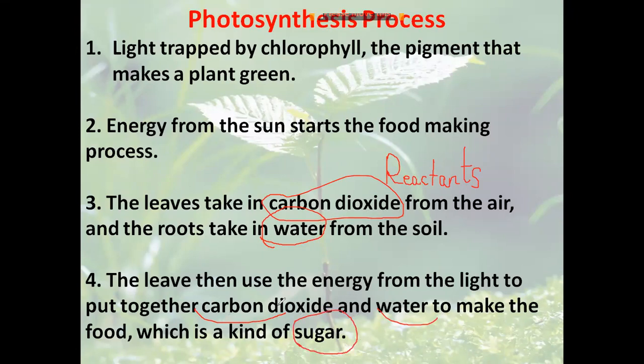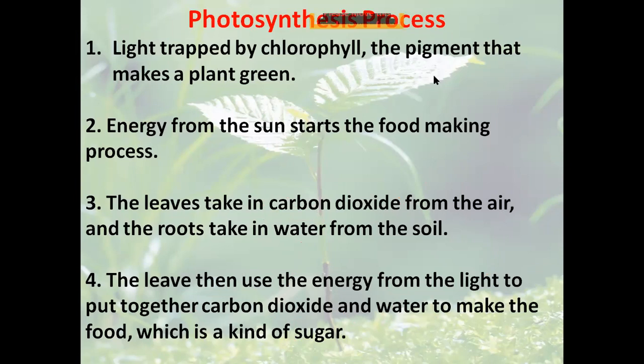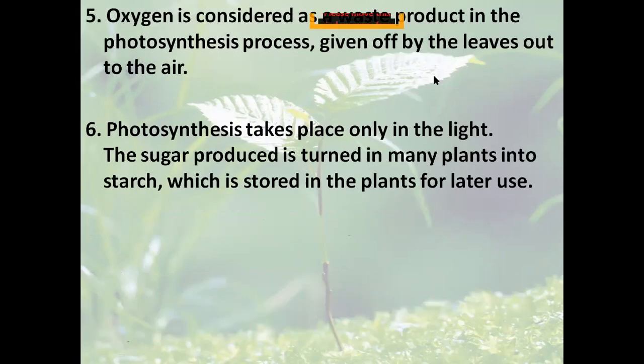This reaction, carbon dioxide plus water, won't occur if we don't have light. No light, no photosynthesis reaction. Then, step number 5, oxygen is considered a waste product during photosynthesis.